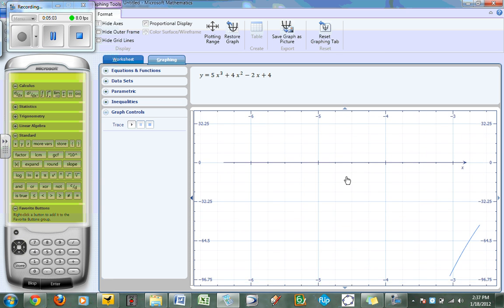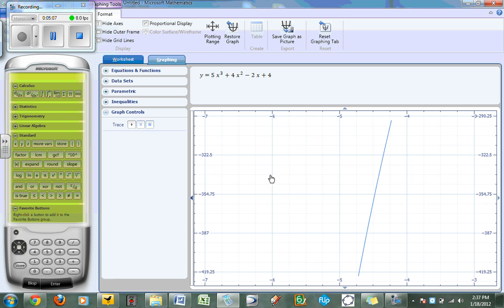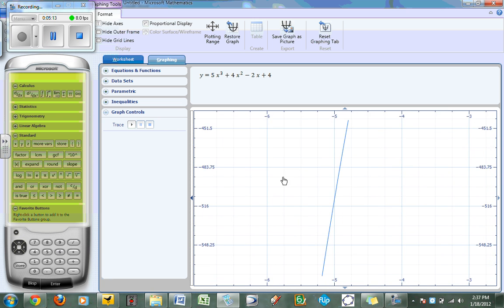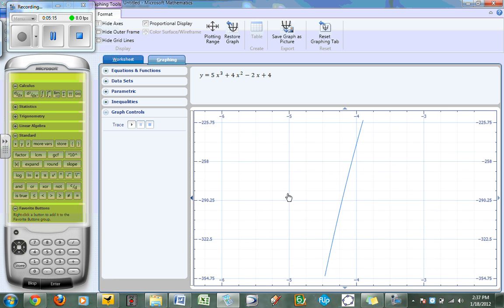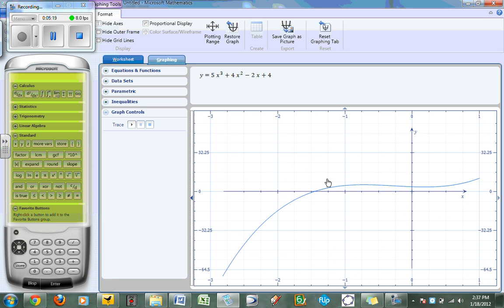So as we go out here, what are the y values doing? Well, notice that this is x equals -7, and we're already down here to -420. You notice that this function is going to negative infinity as x goes to negative infinity. So to answer that question, we would say as x approaches negative infinity, y approaches negative infinity.